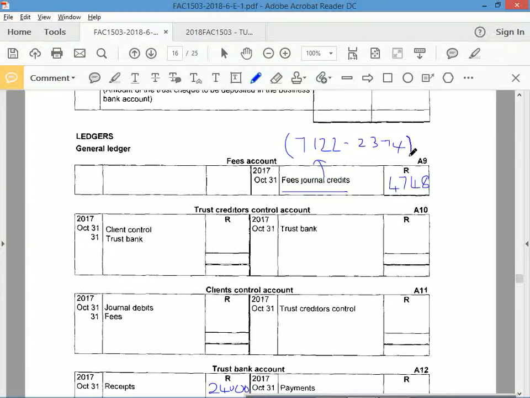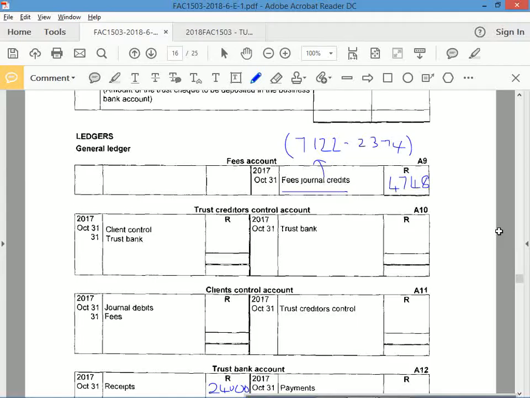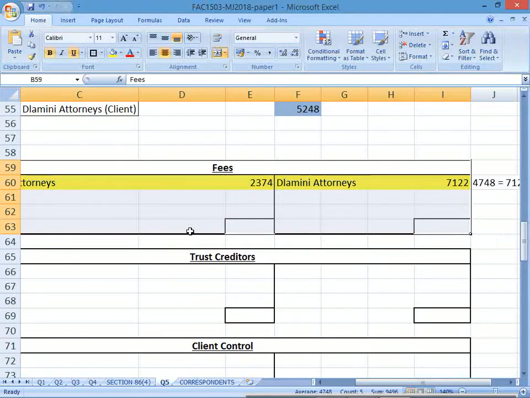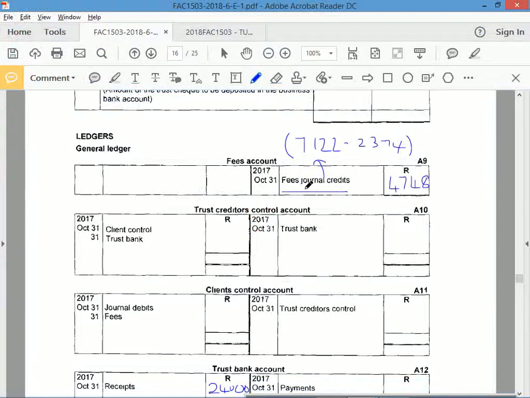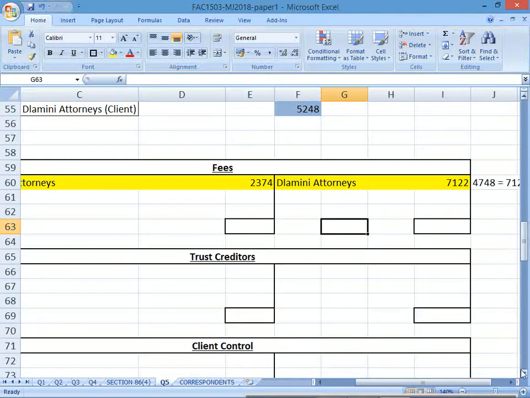Okay, they didn't give you space to show it on both sides, which is a problem. I've shown it separately because I've taken it from the working. Okay, but yeah, I showed that over here. Maybe let's just show that again. 4748 equals 7122 minus 2374. Okay, that's the net amount. Right, so my answer here looks a little bit different to their answer because they've offset the two figures together. Okay. Right, the trust creditors.